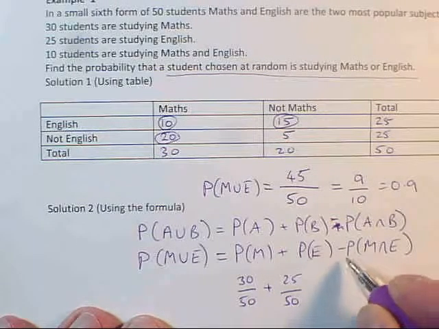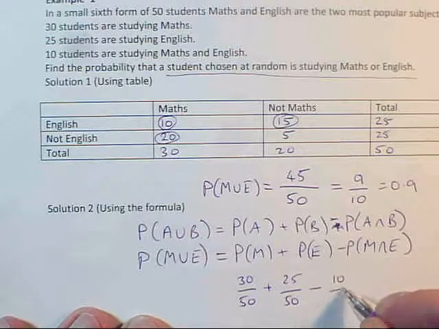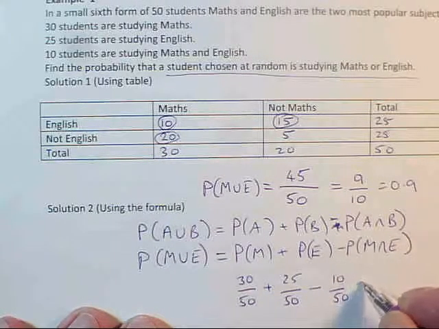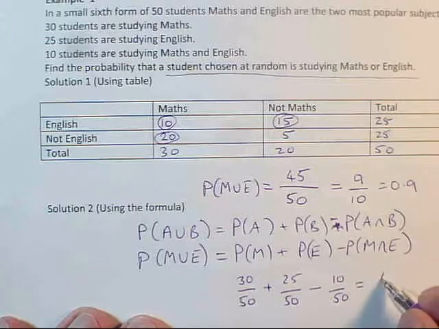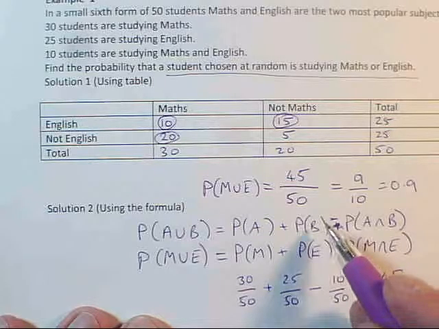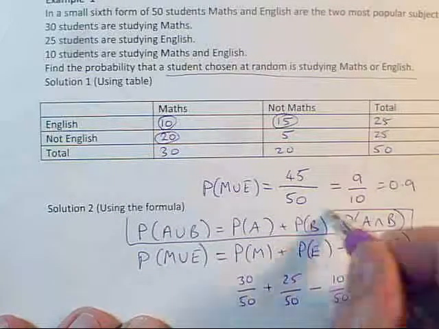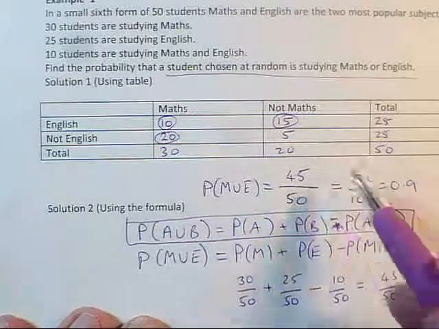But I have to take away the probability of doing both. That's this 10 that's been counted twice out of 50. And that would be 55 minus 10 is 45 out of 50. And lo and behold, we've got the same answer as before. So this formula here can be useful. It's in the formula book, but very often you can work directly from the table.